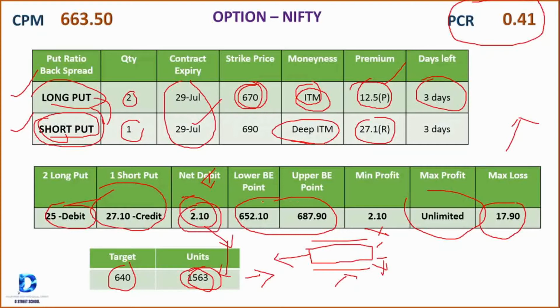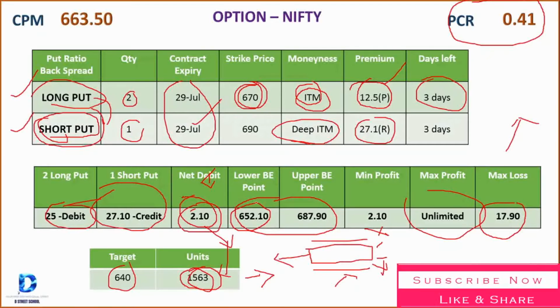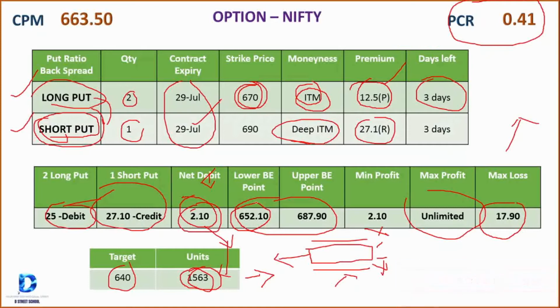If the market comes below 652, you will have unlimited profit. When the market goes down further, you will make unlimited profit. Here our target would be 640. You will earn 12 rupees on your premium when the price reaches 640. So 12 rupees into 1,563 units, you'll be earning almost 18 to 20,000 rupees if the price reaches the 640 level.